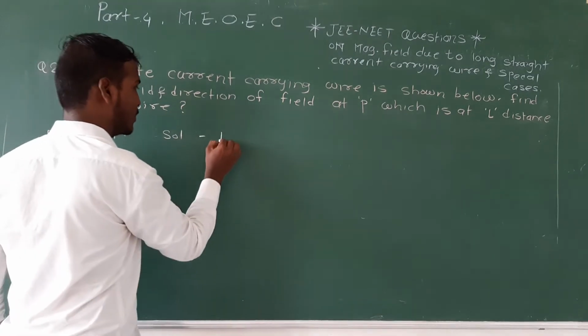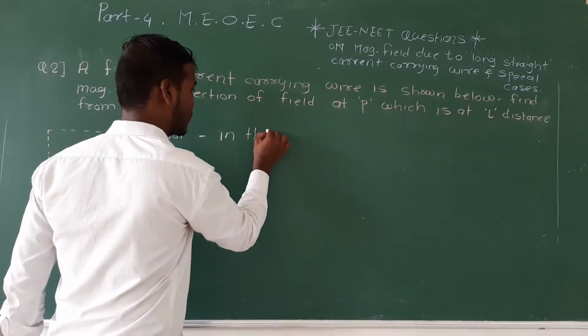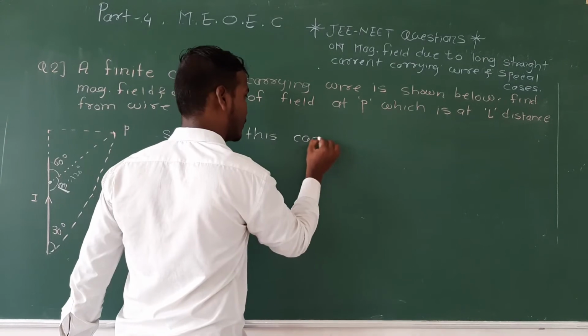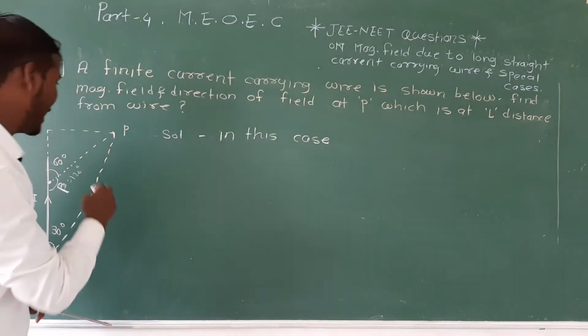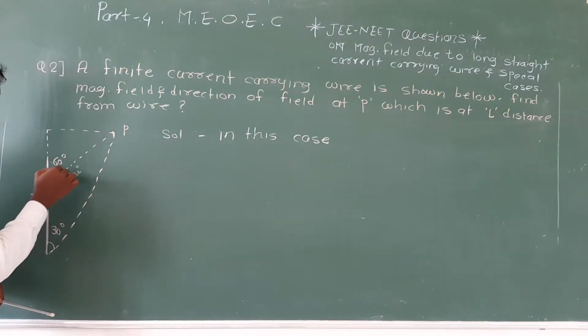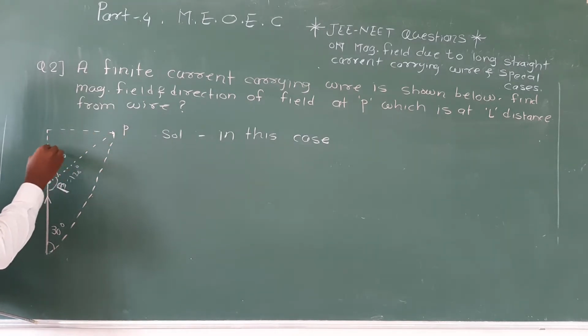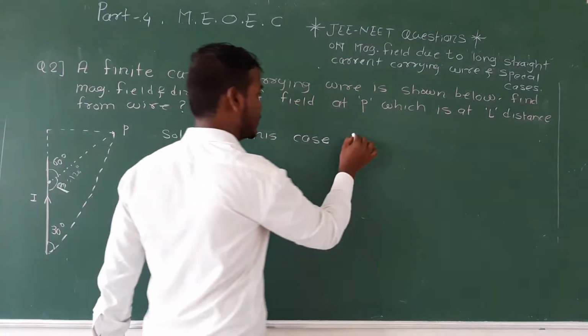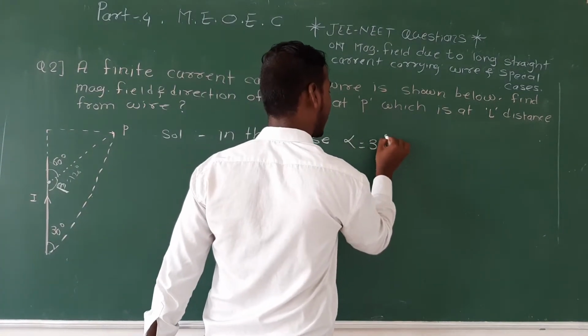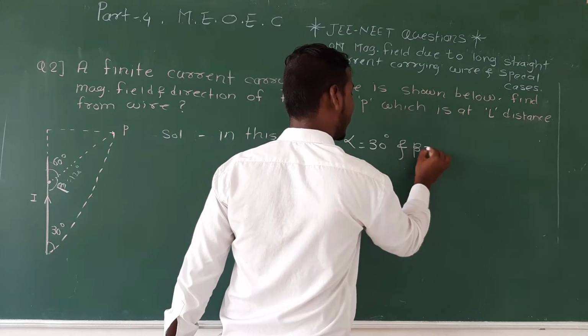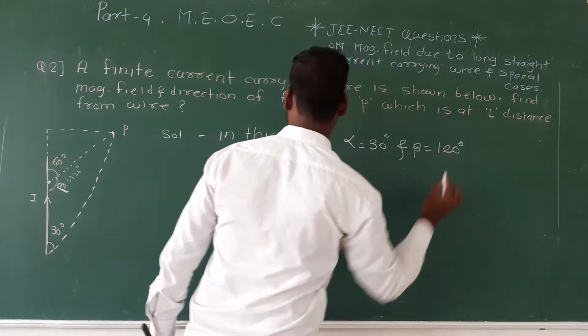Now see carefully, in this case, the diagram they have already given us. This line I have not drawn. This is exactly given in the diagram. That's why this is the beta. If this line was here, then beta would be something else. In this case, alpha is equal to 30 degree and beta is equal to 120 degree.